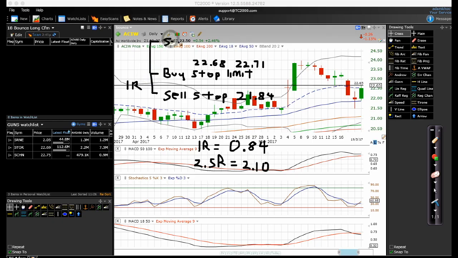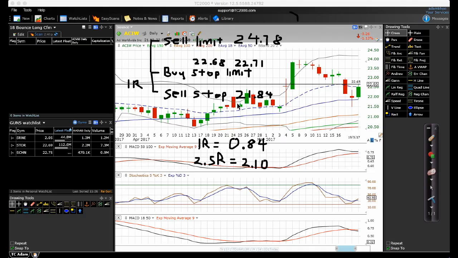Okay, so my target price will be a sell limit order. And my sell limit order will be at $2.10 plus 22.68. So that's 24.78. That is my target price. If it hits 24.78, I'm going to sell at the limit, which means 24.78 or higher. All right. So I'm going to put all this into my brokerage entry order.